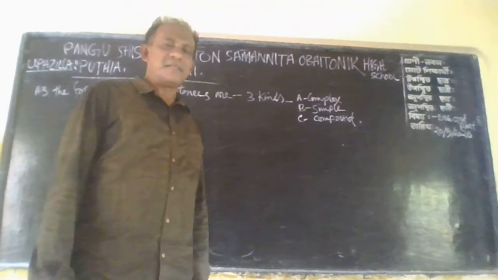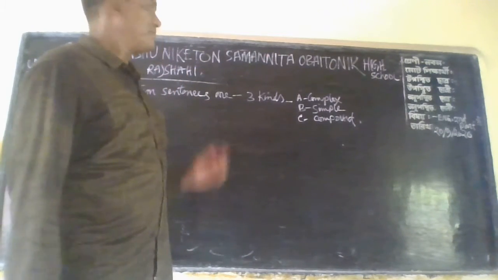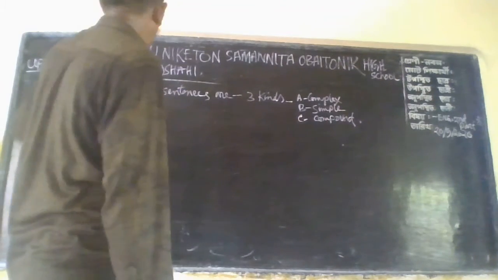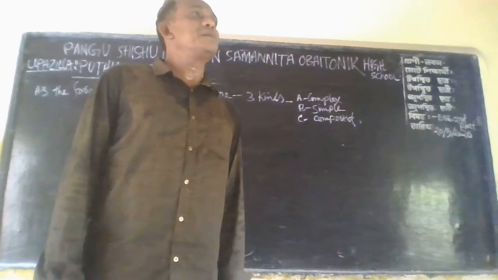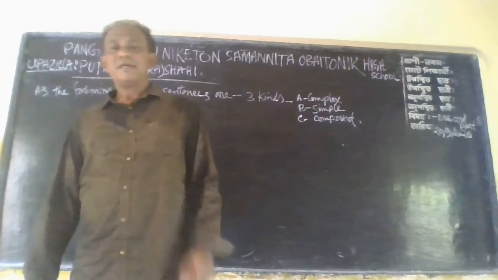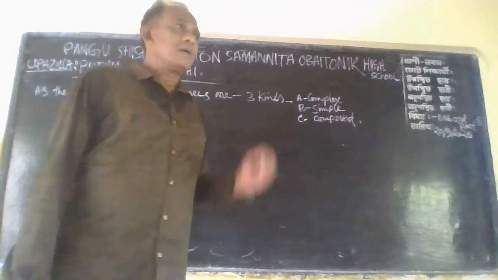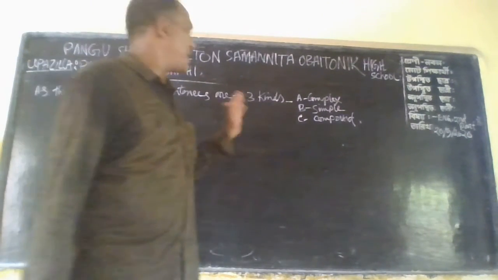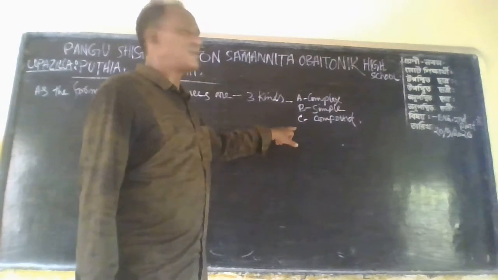the online teaching. However, today's subject matter is sentences. Before, in classes, we discussed the kinds of sentences. As the forming system, sentences are three kinds: complex, simple, and compound.